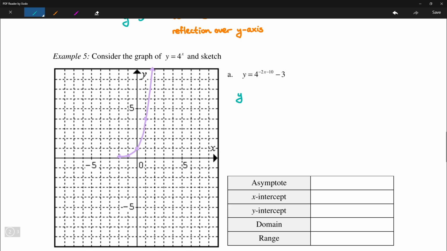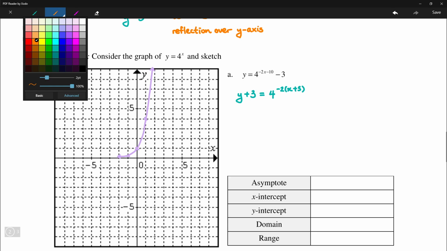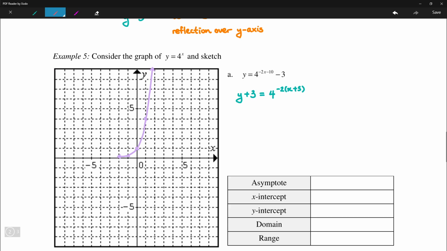Okay, we'll begin by isolating the transformation. So we have y plus 3 is equal to 4 to the negative 2, we're going to factor out the negative 2, and then x plus 5 in the parentheses. Okay, so if we were to once again look at the variables, the y variable goes from y to y plus 3. So of course that is down 3 spaces.